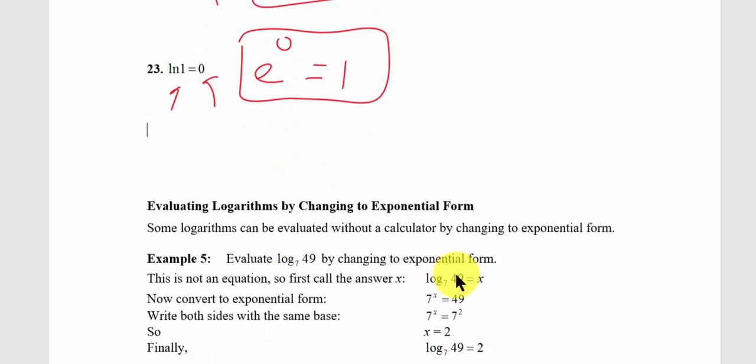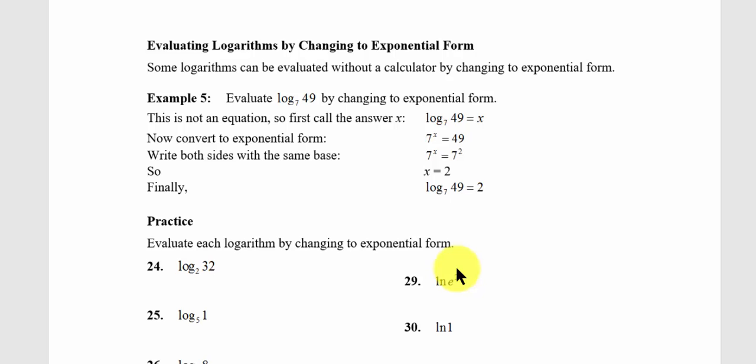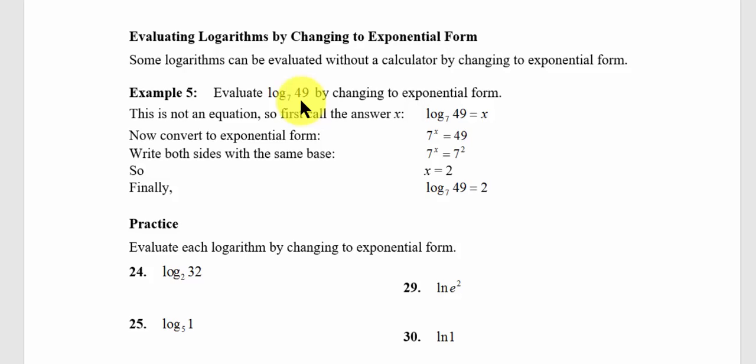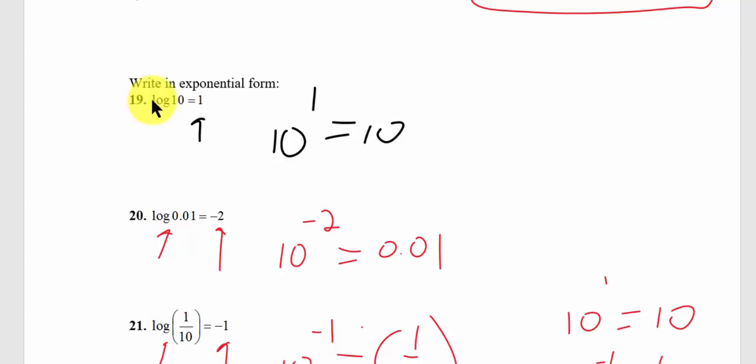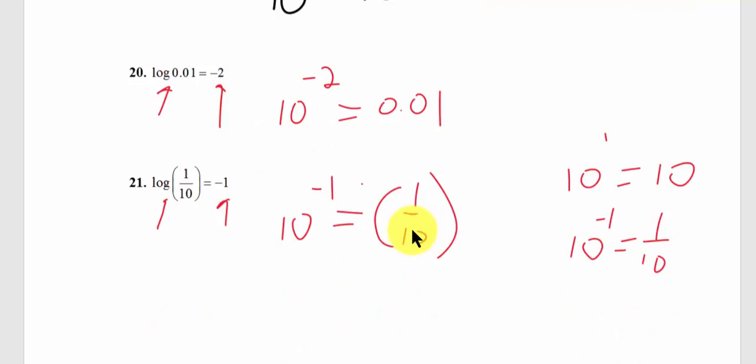Okay? Next section, it says, all right, evaluate logs by changing to exponential form. So take a look at their example. We have log base 7 of 49. Can we rewrite that using the properties of exponents? So if I don't know what log base 7 of 49 is, I can set that equal to x. And then we can rewrite this as 7 to the x equals 49. Right? Similar to what we've done up here. Right? If we have something that's written in logarithmic form, right, we can write 10 to the -2 equals 0.001.